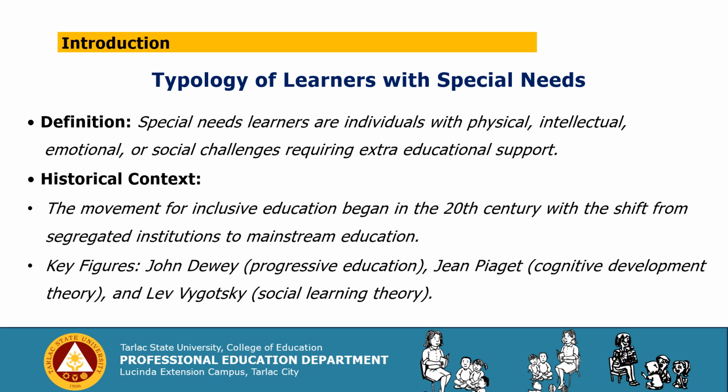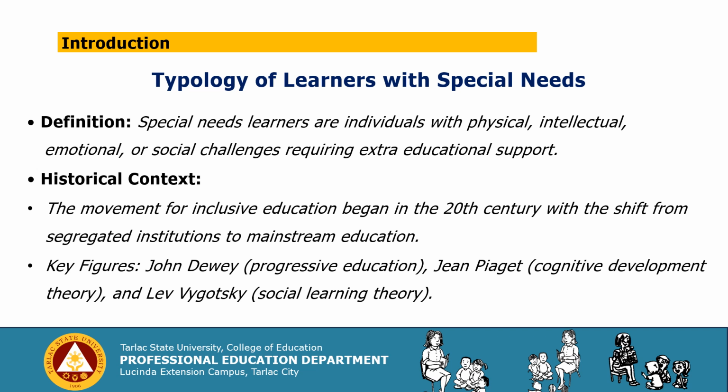For the historical context, the movement for inclusive education began in the 20th century with a shift from segregated institutions to mainstream education. In the past, students with special needs were often placed in separate institutions, but over time, educators realized that integrating them into regular classrooms with proper support was more beneficial. This shift toward inclusive education began in the 20th century and continues to grow today.